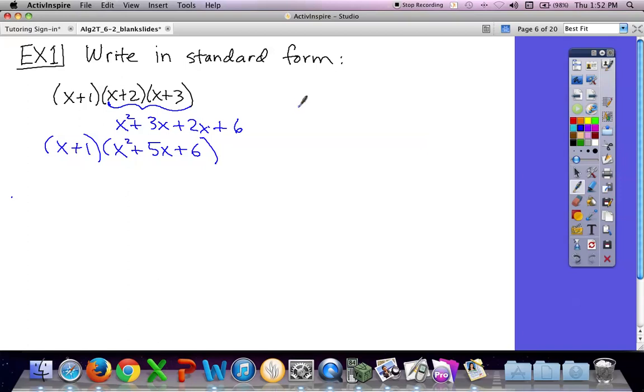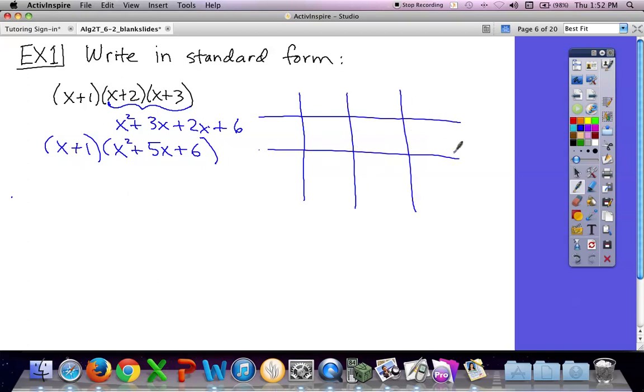So here's what we do. We make ourselves a little table. On one side of the table, I'm going to put the first factor, x plus 1. I'm just going to write x and 1. If you want to put pluses in there, you could, it doesn't make any difference. And on the top, I'm going to write the x squared plus 5x plus 6.